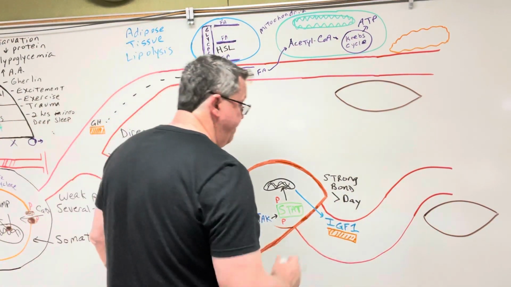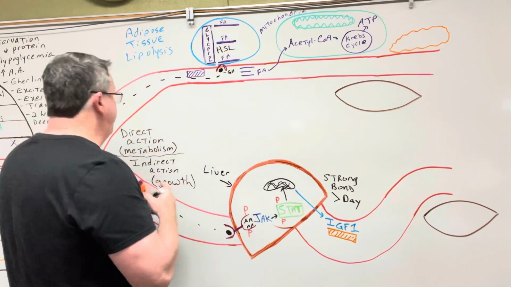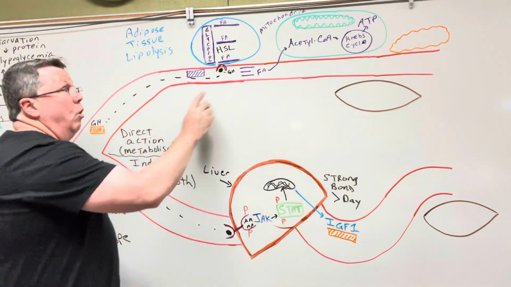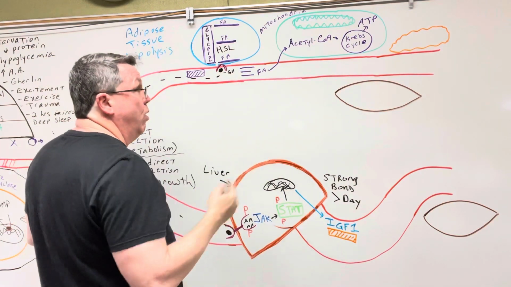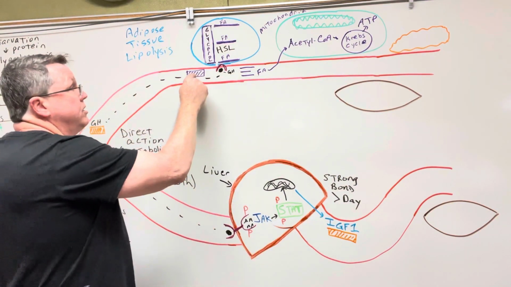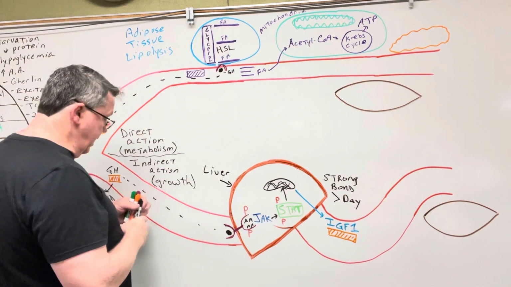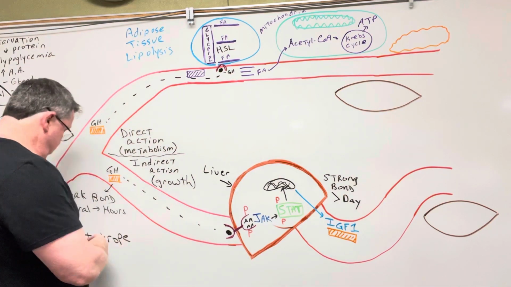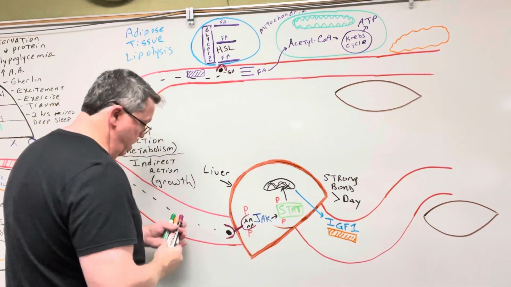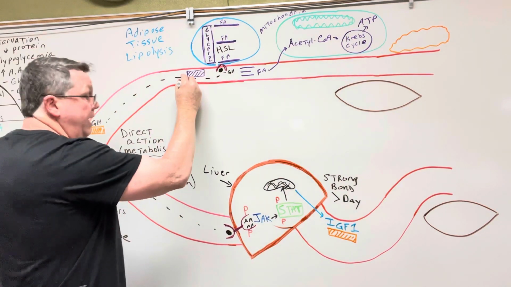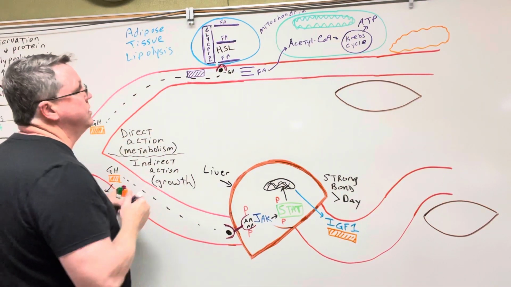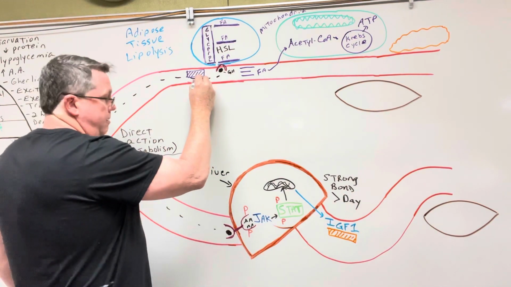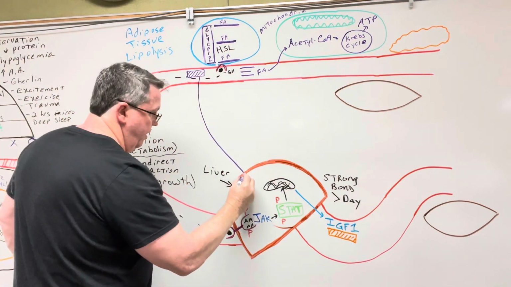But the main thing is, if we go back to the direct action, we already talked about how we were making ATP from fatty acids. There's more that's going to happen. This is the glycerol. This glycerol is going to come down and enter into the liver. I'm just going to give it a shortcut here. It's going to enter into the liver.